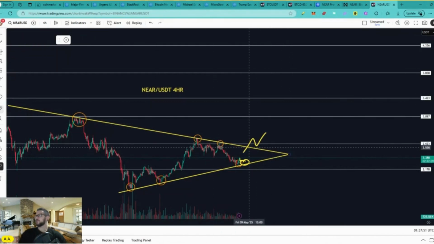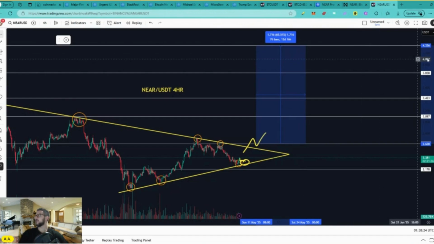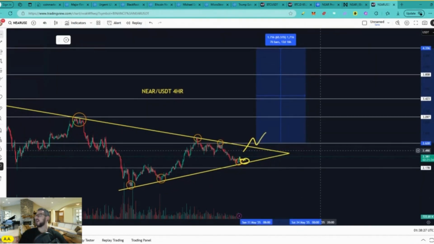From the breakout, if the breakout happens here above this horizontal level that's located at $2.62 to this first target, that's a measured move of 18%. Next target is located at $3.42, and that's a measured move of 30%. Next target is located at $3.85. That's a measured move of 47%. Next target, $4.33, and that's a measured move of 65%.